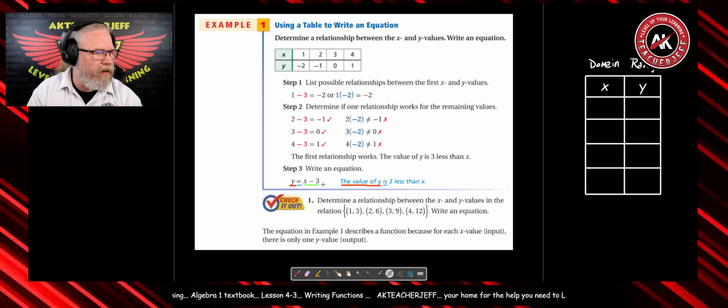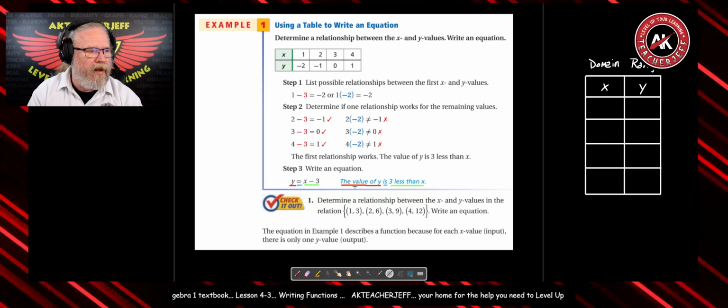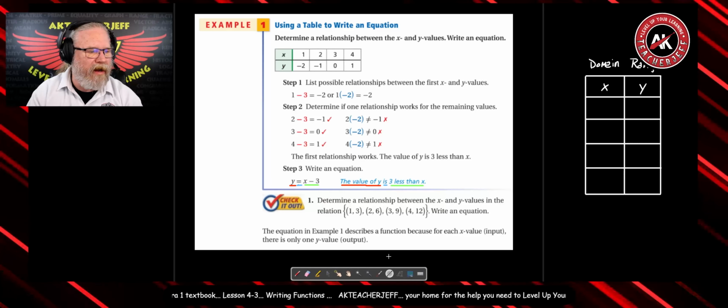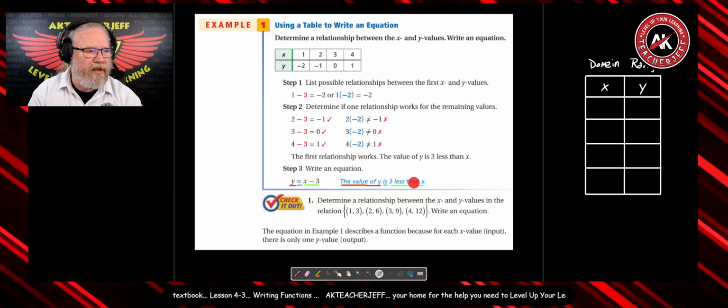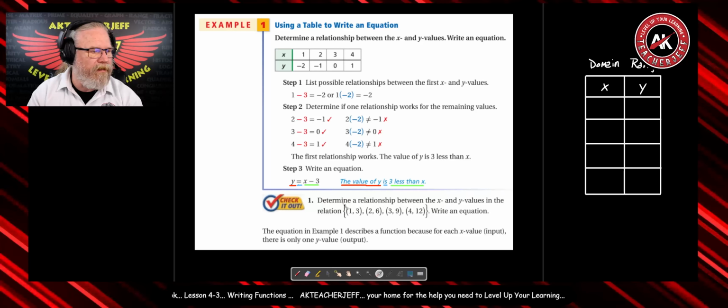3 minus x, well, that is 3 less than x, correct? So we've taken the phrase, the value of y is 3 less than x, and we've written it as an equation. So we're good to go.